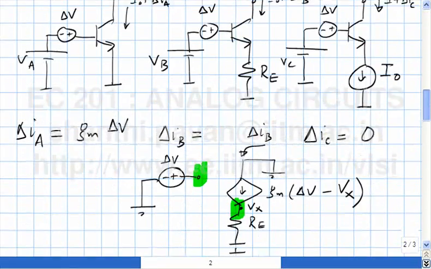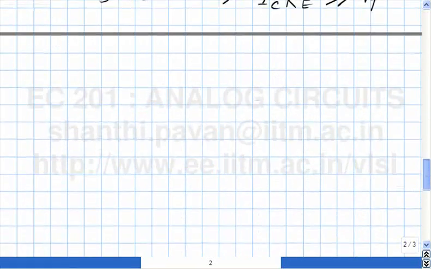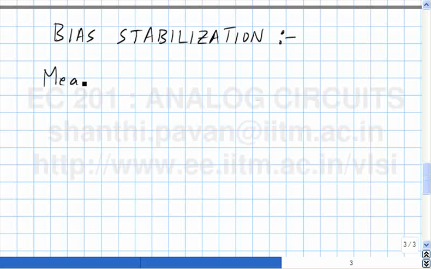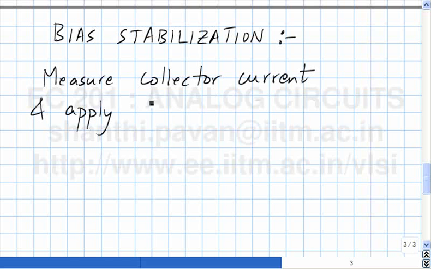And once you figure out the bias technique, I'll leave it to you as an exercise to go and figure out all the amplifier structures. All fairly straightforward. What is the next bias technique? How do I stabilize bias using negative feedback? We've covered 2 of them. The next one is to measure the collector current and apply feedback at the emitter.